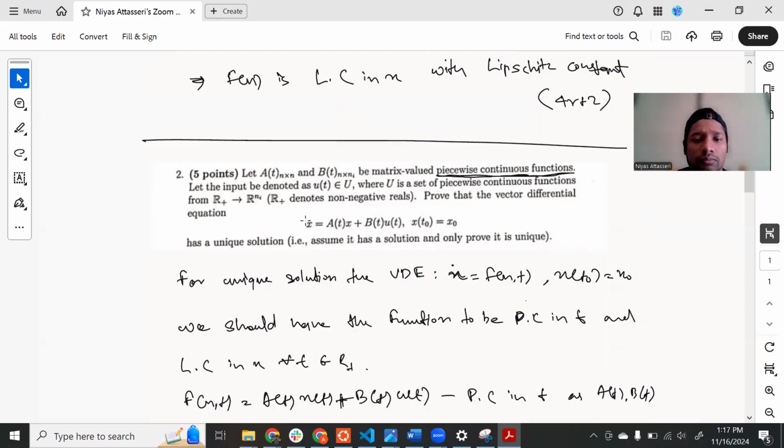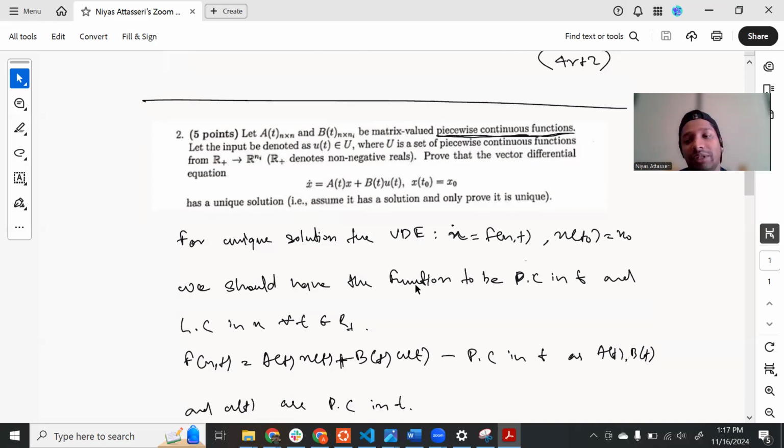We are given another differential equation, x dot equal to A(t) x plus B(t) u(t), with x of t not equal to x naught. Here A is a time varying matrix, meaning each element inside the matrix A is a time varying function. We are asked to prove that the vector differential equation has a unique solution.